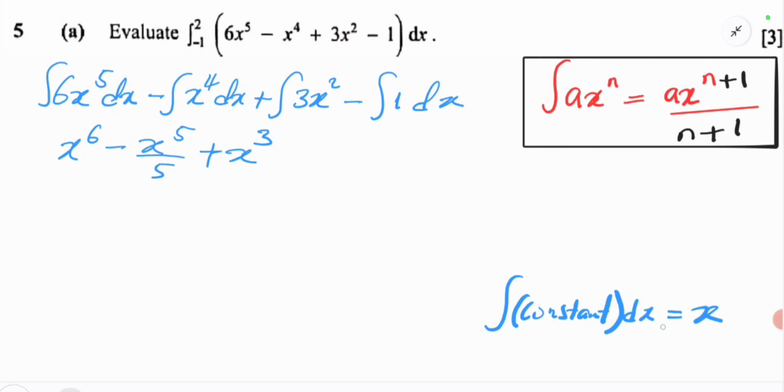Let me explain how this x comes about. If you have a 1 like this one, it simply means that the power of x that this one has is x to the power 0. Why? Because x to the power 0 is 1 according to indices. So if x to the power 0 equals 1, then our 1 here is the same as saying 1 times x to the power 0, which is 1 times 1, which gives us what?